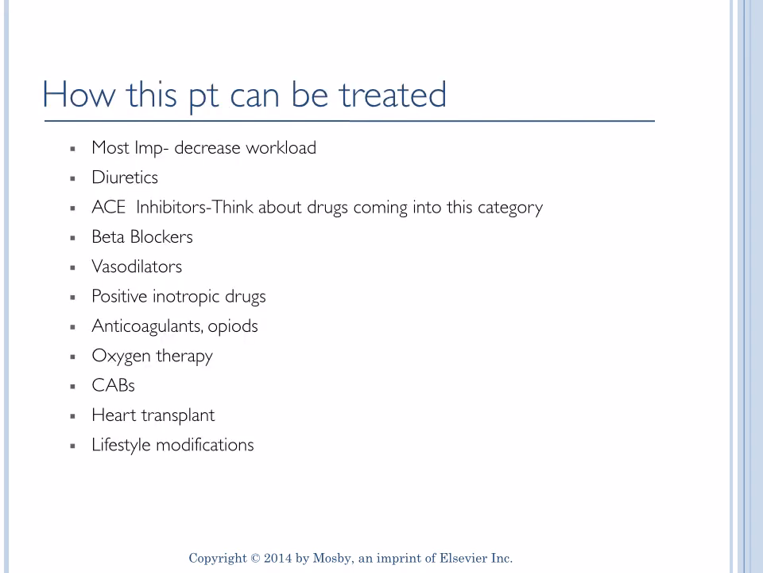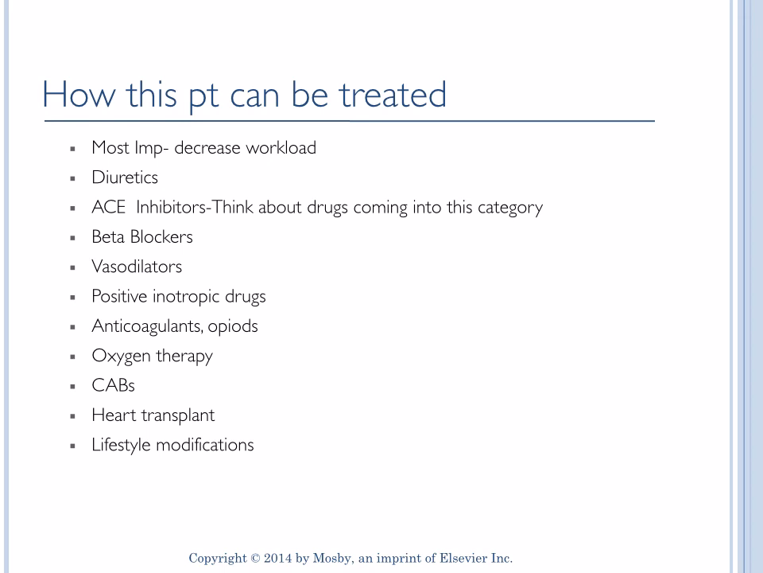Okay, the goal, then go to the next slide again. The goal, the most important, is to decrease the workload of the heart. You can also prescribe diuretics to decrease fluid volume throughout the body. We can give ACE inhibitors, which will dilate the blood vessels, decreasing workload of the heart. Then we can also go for angiotensin 2 receptor blockers, and the drugs in this category can also be used in place of ACE inhibitors.